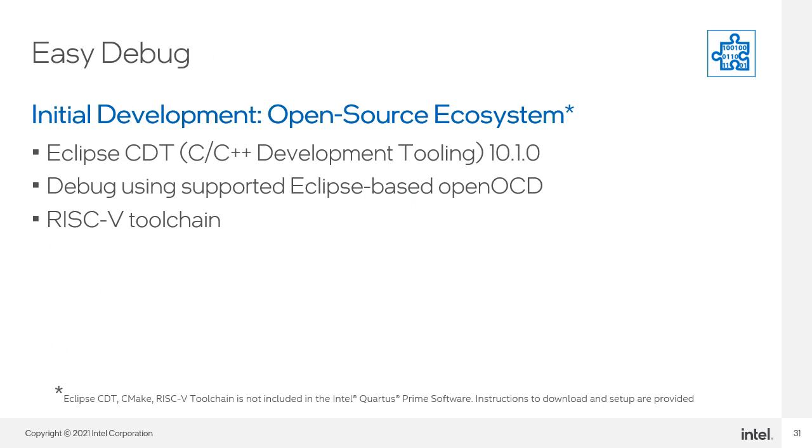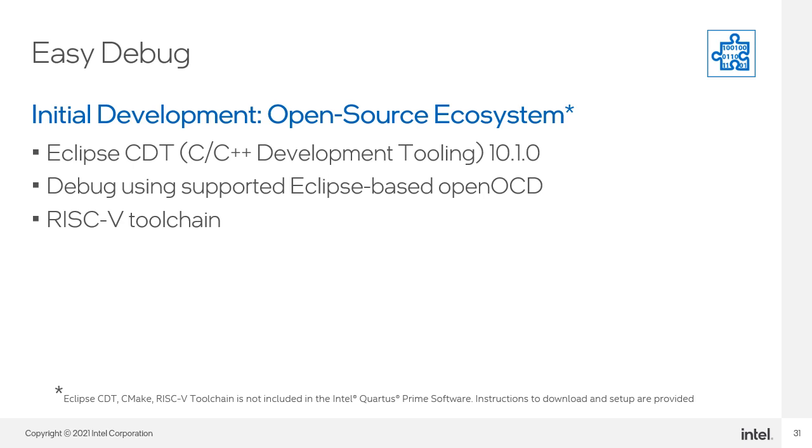Currently, software development is enabled using the open-source ecosystem. You can build your application using the command line interface or the Eclipse IDE. Additionally, you can use a third-party IDE of your choice for software development. Please note, the Eclipse C/C++ development tooling and the RISC-V toolchain are not included in Quartus. However, we provide instructions to download and set them up in the Nios V documentation.